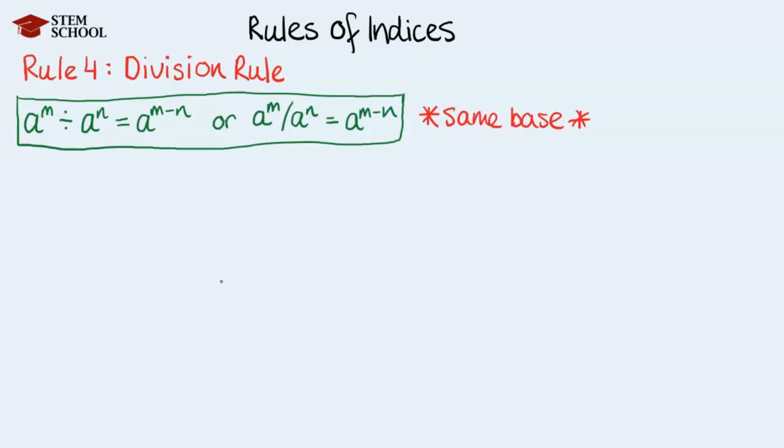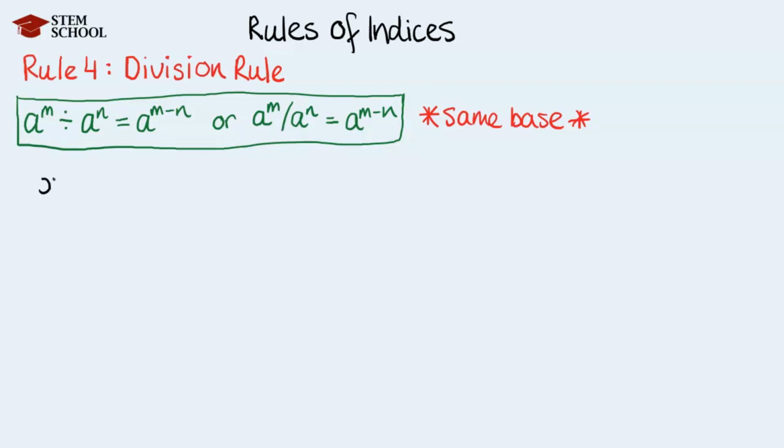For this fourth rule, we're dealing with dividing. So if we are dividing something to a power like a to the power of m divided by the same base of a to the power of n, what you have to do is just take away the powers. Okay, so it's very similar to the previous rule of multiplying, but this time you take away the powers. So usually you'll see in this form we have a fraction, right? So let's do an example.